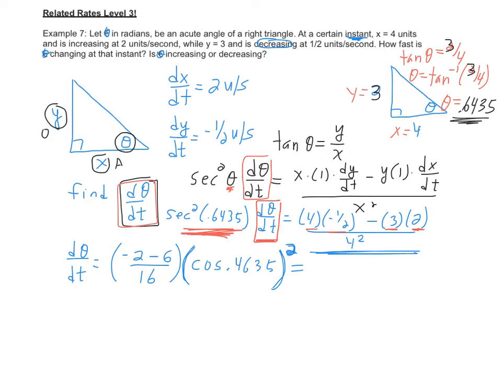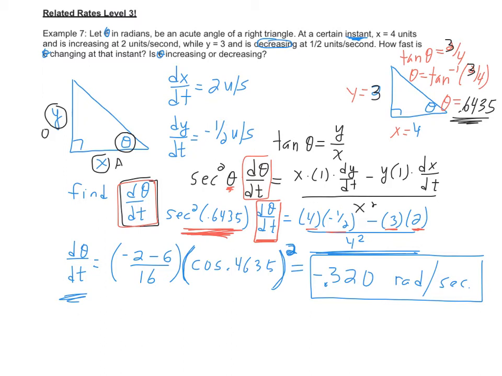So we enter all that into the calculator. We get negative 0.320. We're talking about d theta/dt, so that's referring to the rate at which the angle is changing. So theta is changing in radians per second. This would be our final answer. And as for whether it's increasing or decreasing, of course, it's decreasing because of the negative.